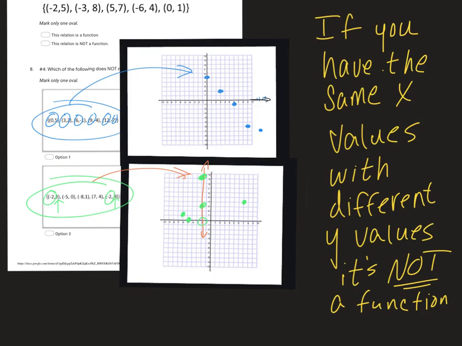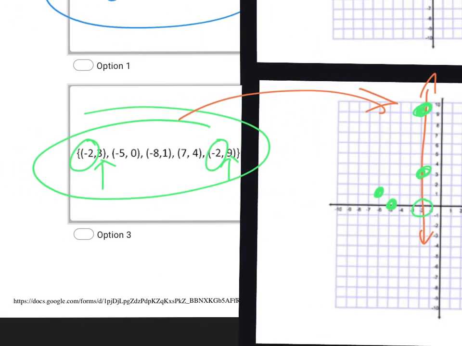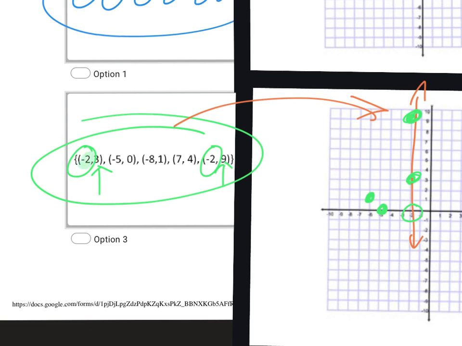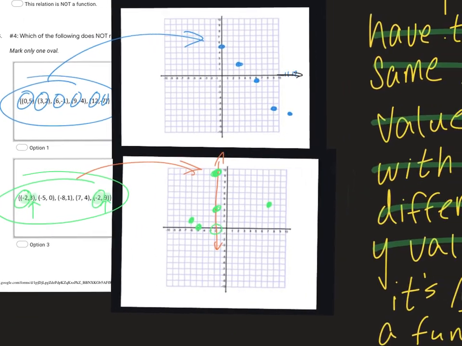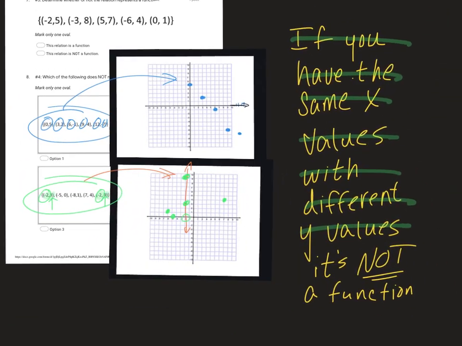So how can you translate this idea into a shortcut that you can use on the homework? And here you go. I've kind of written this over here to the side. If you have the same x values with different y values, so like an example here, we have 2 of the same x values. We have -2, -2, but they have different y values. So if that happens, you're going to get coordinates that are stacked on top of each other. So it's not a function.